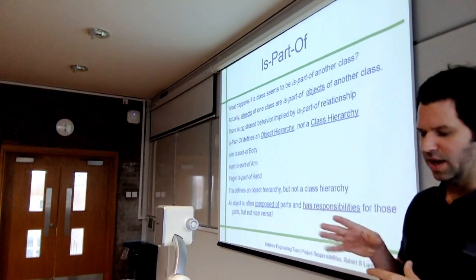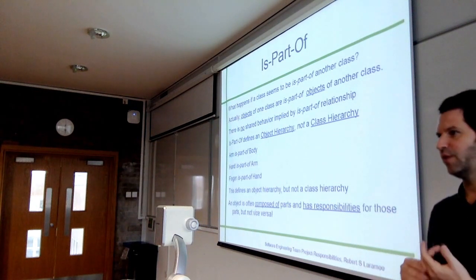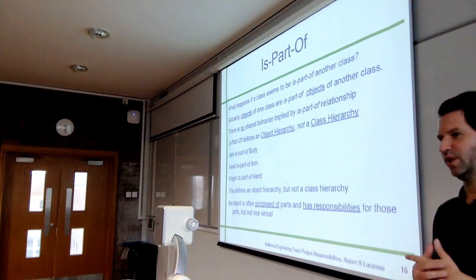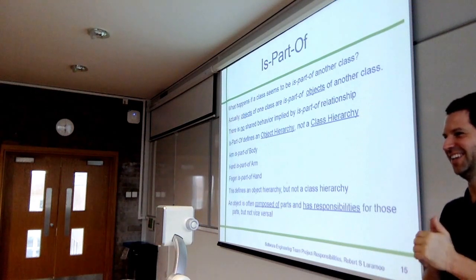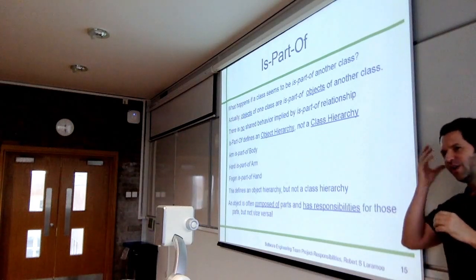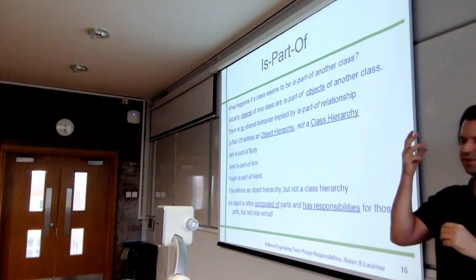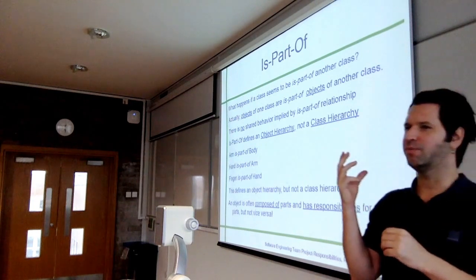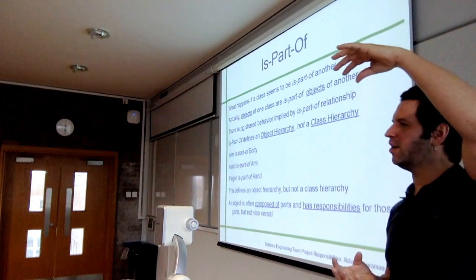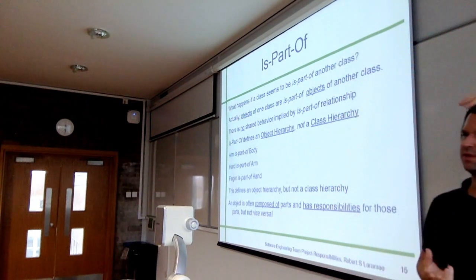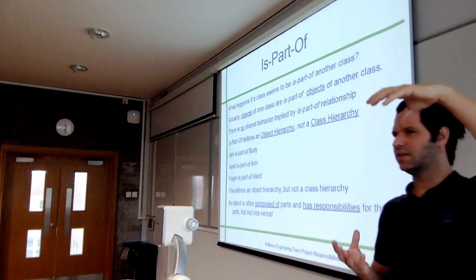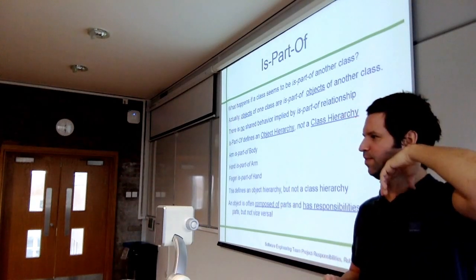I've seen students get this mixed up. I've seen software engineers in the real world get this mixed up. That's another reason I knew I was working on a failing project at my last job. The engineers wanted to express the is part of relationship, but they were trying to do it through class hierarchies, parent-child relationships, and that's just not correct. Parent-child relationships are the is kind of relationship.